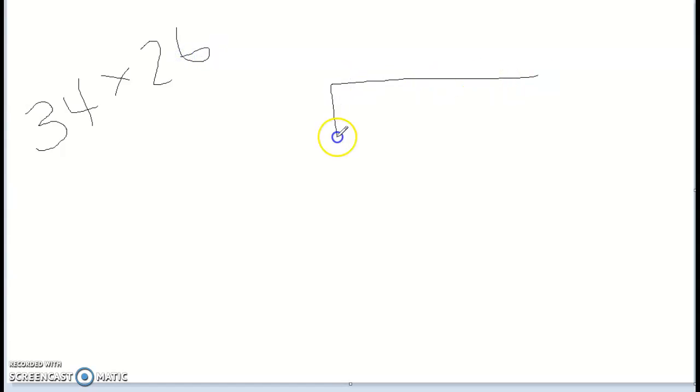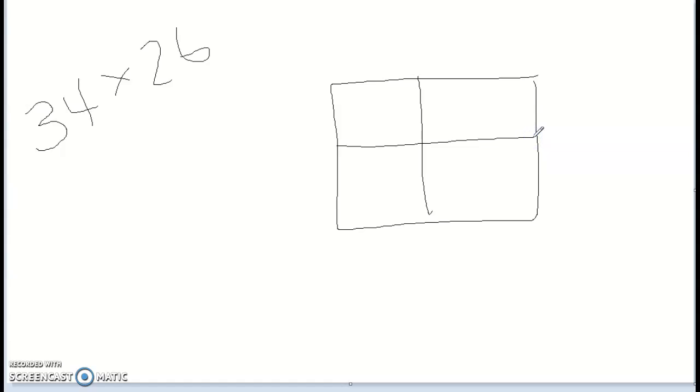Our next problem, I'm going to do a lattice multiplication. We're going to work out a problem. Let's do 34 times 26. So first we're going to draw our box. I'm going to make it big enough so that there is room for the two numbers. I'm going to write 34 at the top, 26 at the bottom.